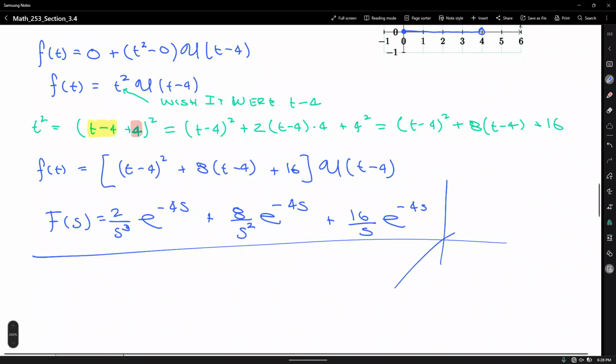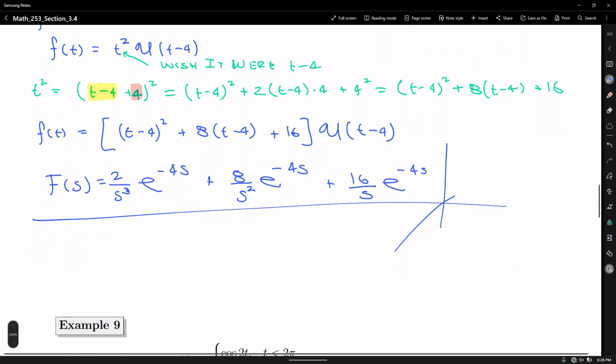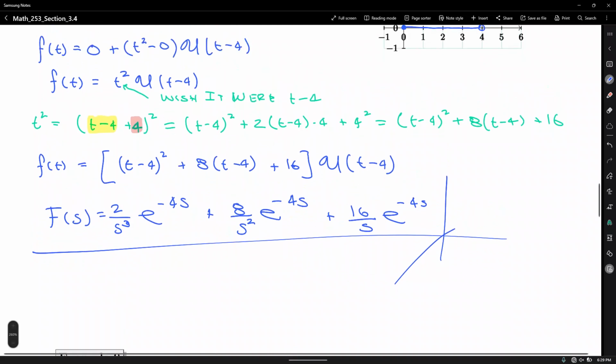Crazy, isn't it? Is it making sense anyway? It's weird, I know, but hopefully it makes sense. Okay, next one. Why did the translation apply to the 16? Oh, because it's also being multiplied with the unit step function at that particular time.